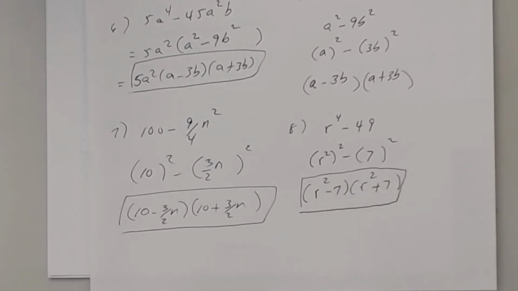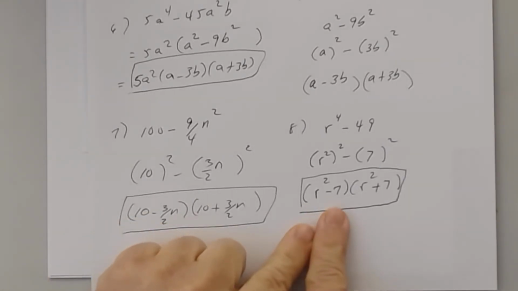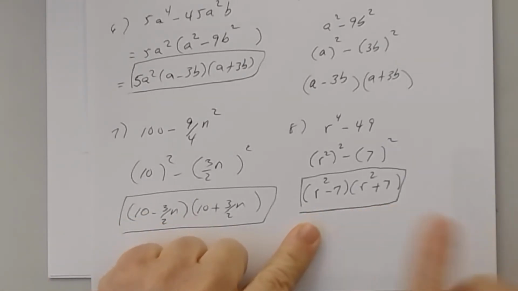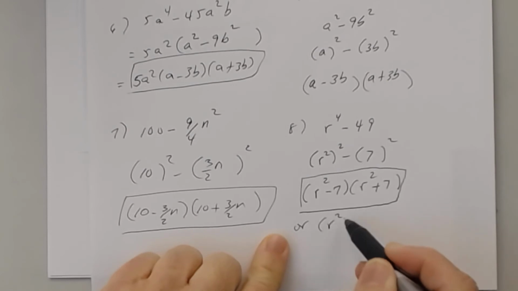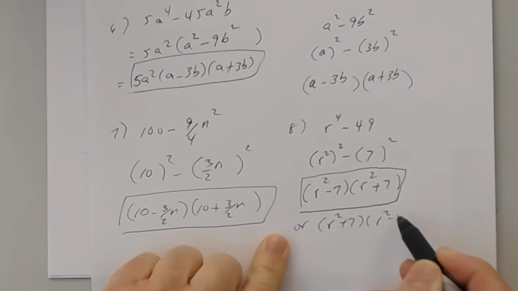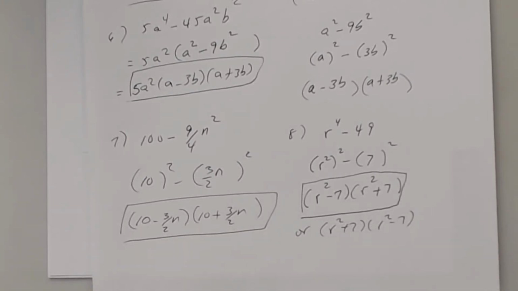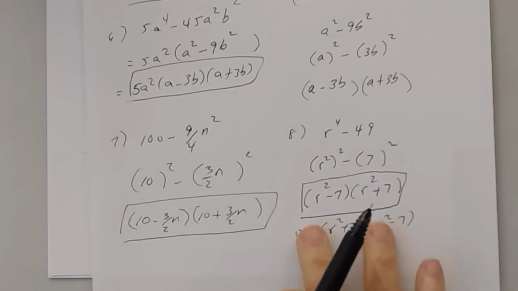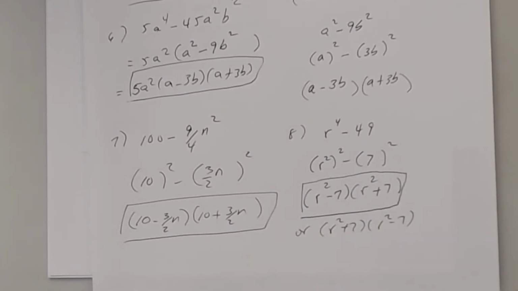You said it doesn't matter which one you put first out of the two? No, it doesn't, because remember multiplication is commutative. The order in which you multiply does not matter. So 3 times 5 is the same as 5 times 3. R squared minus 7 times r squared plus 7 is the same as r squared plus 7 times r squared minus 7. So it does not matter. But I need to come back and talk about this a little bit further in a little while.